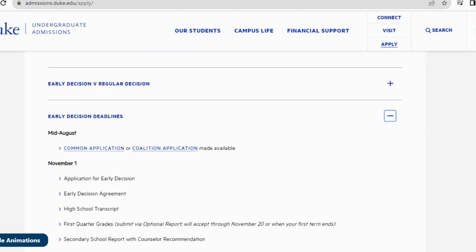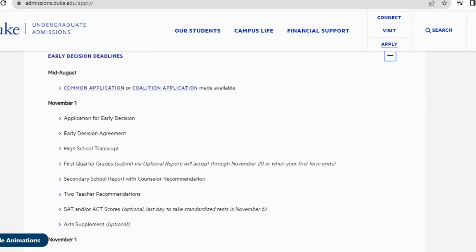So if you're interested in applying to this school here, you have November 1st, application for early decision agreement, high school transcripts, part of the things that you need to submit while you're making your application. First quarter grades, submit via optional report. Will accept through November 20 or when your first term ends.